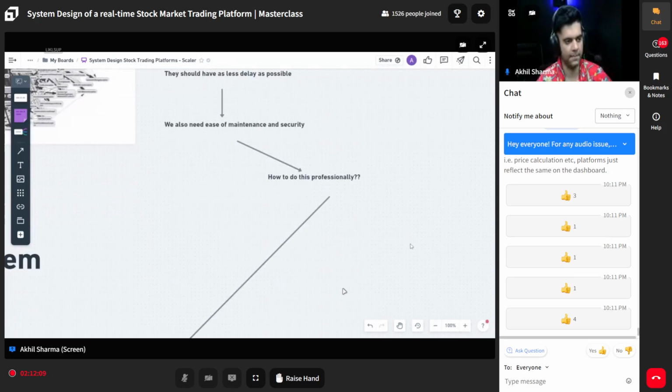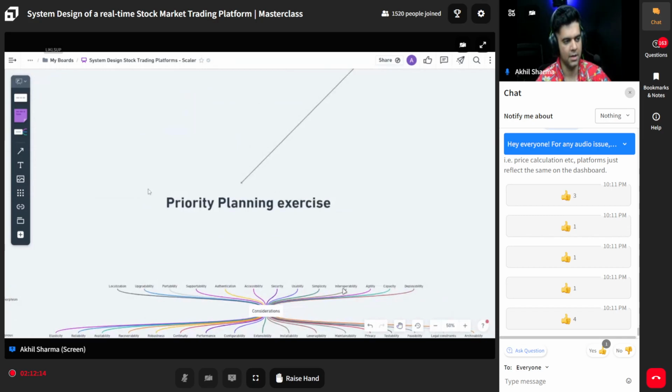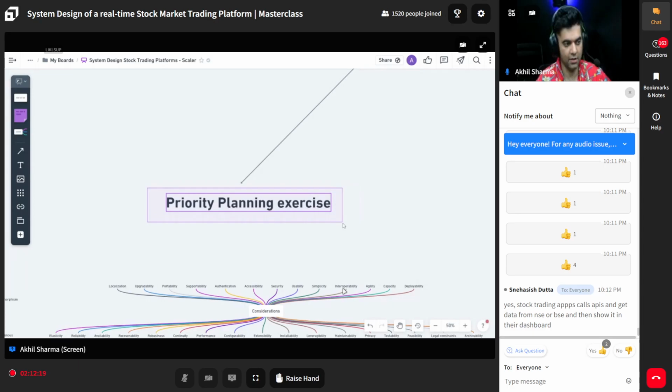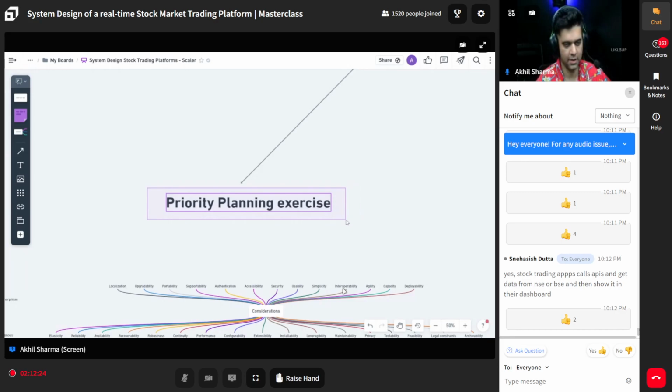The way to do this professionally is something called a priority planning exercise. So in the real world, when you design systems, you get your product manager, your engineering directors and managers, tech architects, all of those people into one room, and you do something called a priority planning exercise.